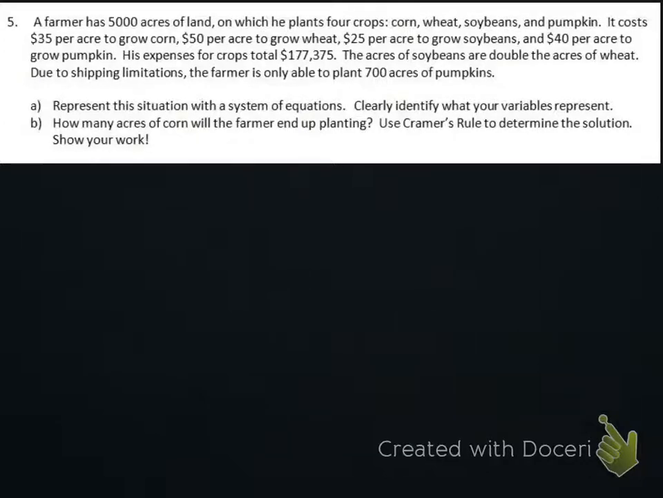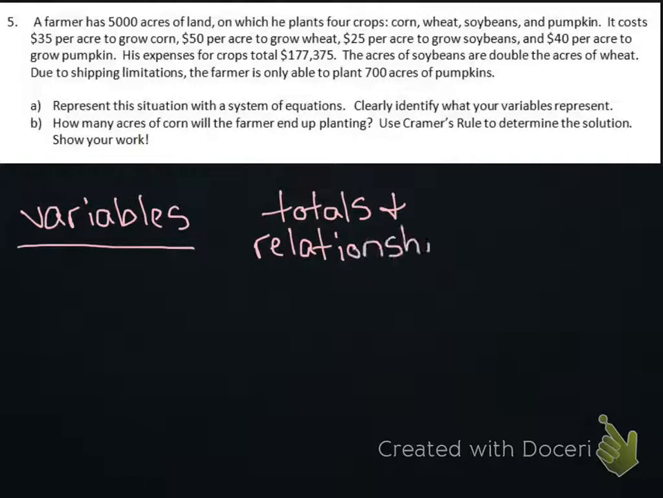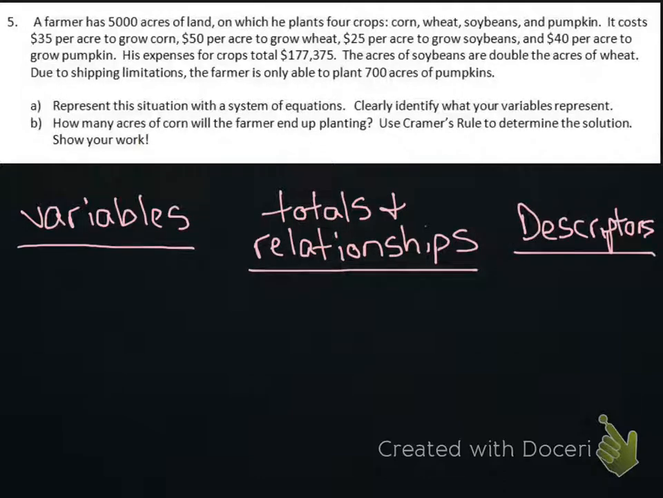On problem 5, we're given a situation with some farm crops. We're supposed to represent the situation with a system of equations and then solve specifically for corn using Cramer's rule. So the first thing we want to do when approaching a system like this is identify our variables, our totals and relationships, and our descriptors.